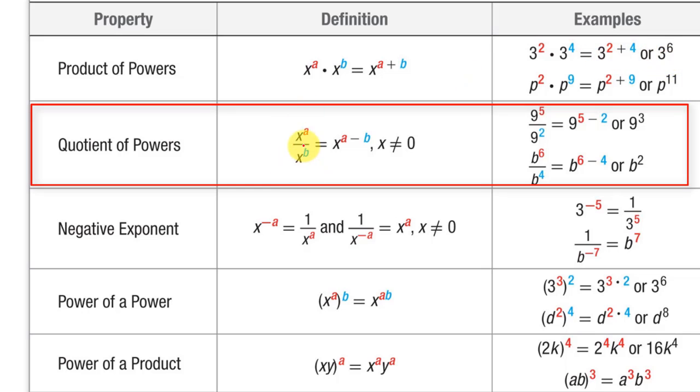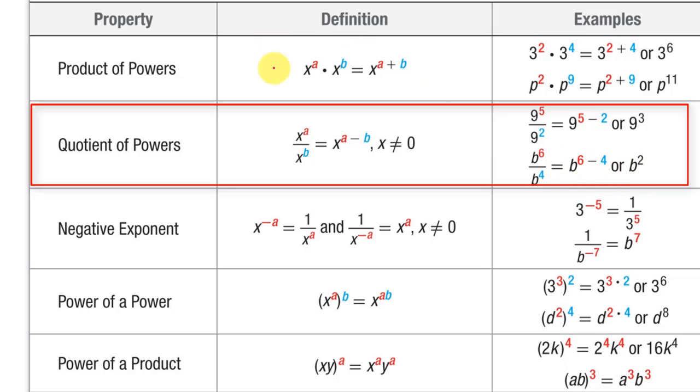If we are dividing terms that have powers, such as x to the a divided by x to the b, that's the same thing as x to the a minus b power, provided that x is not equal to 0, otherwise we'd be dividing by 0. For example, if I have a quantity b to the 6th divided by b to the 4th, that is b to the 6 minus 4, or b squared.